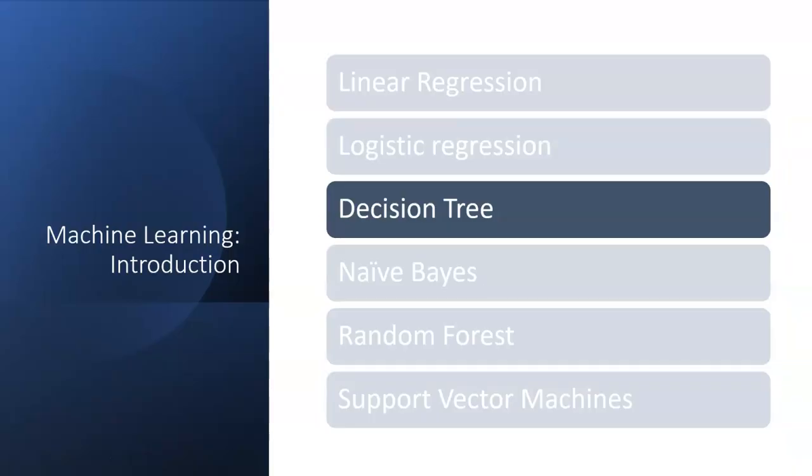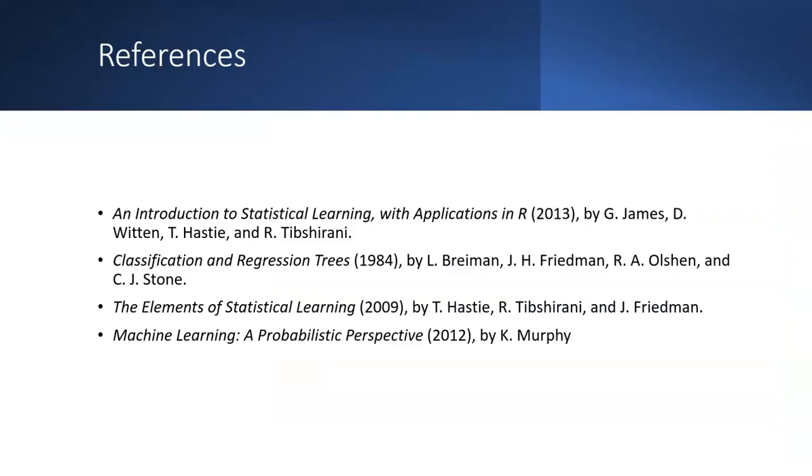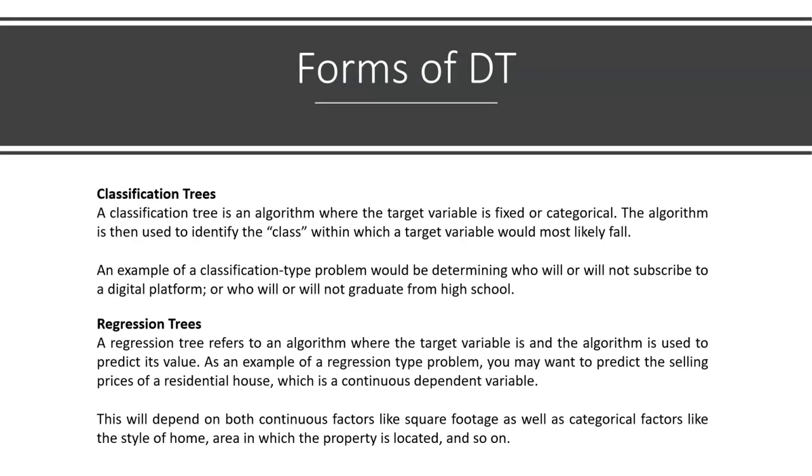What is a decision tree and how is it important in machine learning. These are the references you can refer to, and you will have a lot of information about this topic. The trees could be binary, or there could be many branches for the tree. A classification tree is an algorithm where the target variable is fixed or categorical, or we can say there's a class within the target variable.